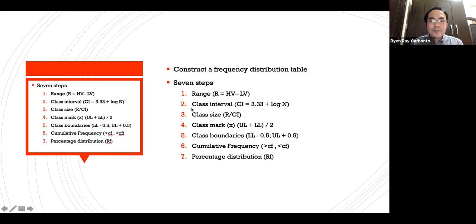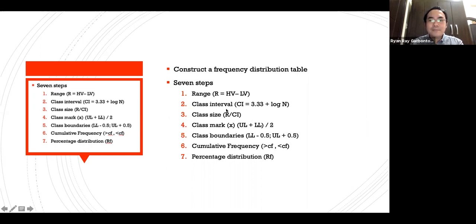The next is to determine the class interval. The class interval is determined by the formula 3.33 plus the logarithm of n, where n is the number of observations that you have. The class interval will tell you how many classes, how many categories, you will have in your frequency distribution table based on the data that you have.